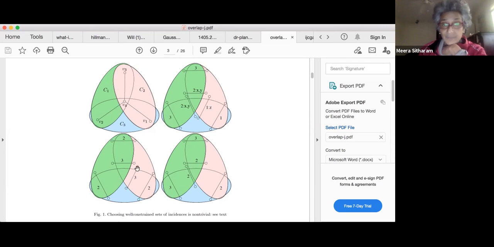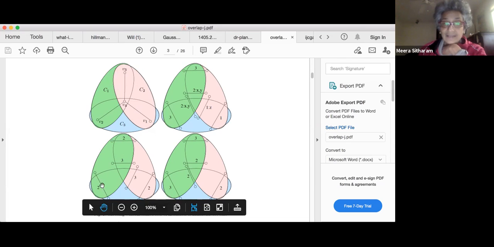Similarly, you can do the same thing here between these two. And then once you have done that, in fact, there are only two other incidences that you can establish without making it an over-constrained system.